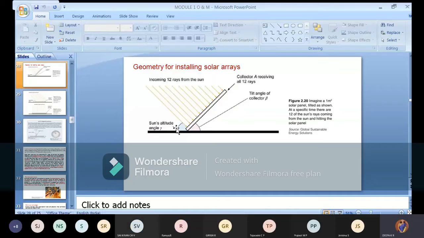Like a beta angle and a gamma angle, combine your PV cell or a solar collector panel, then we can receive the maximum number of lines. That is all the lines whatever is existing, so that will be received by your collector.